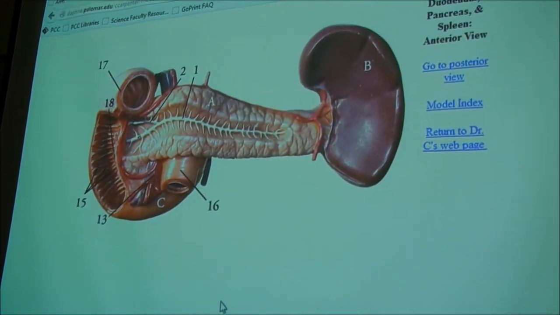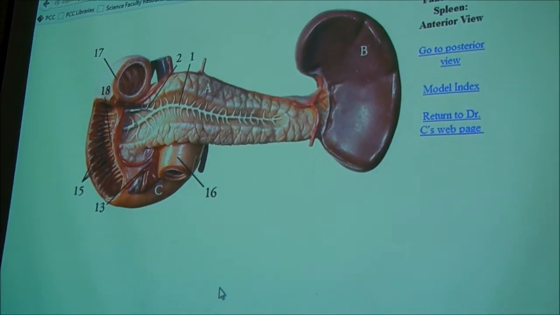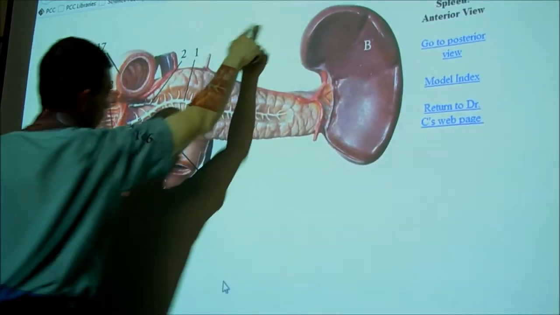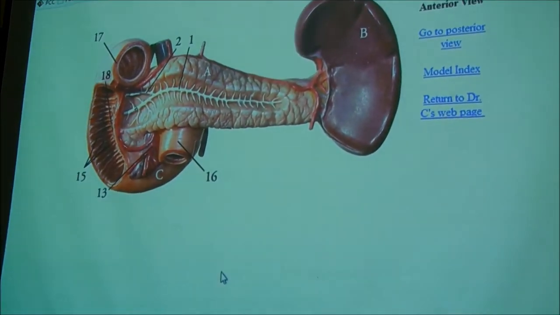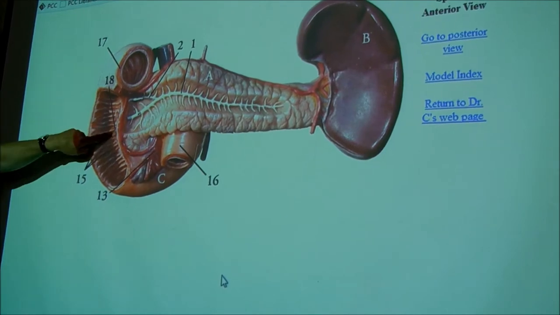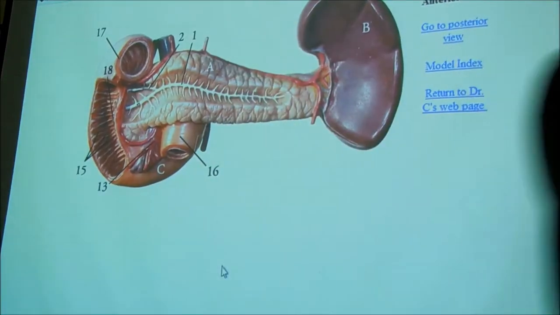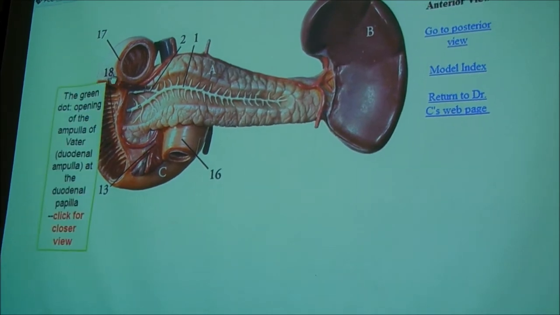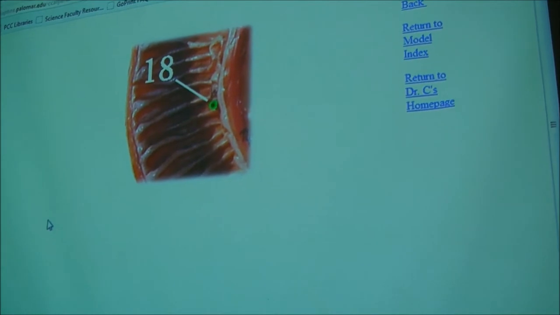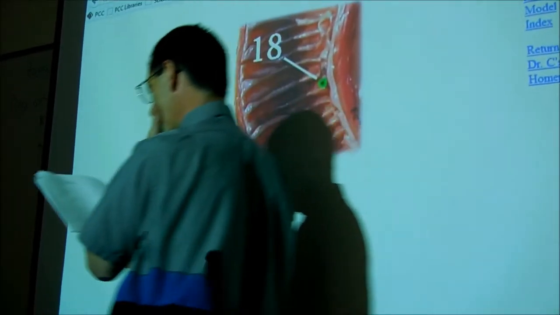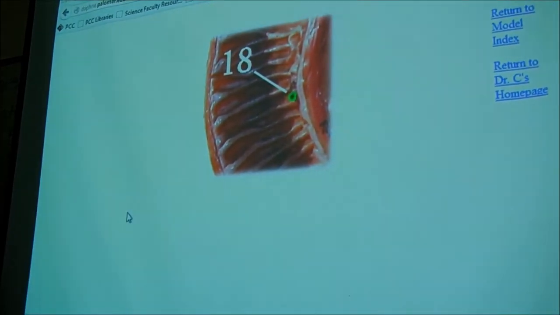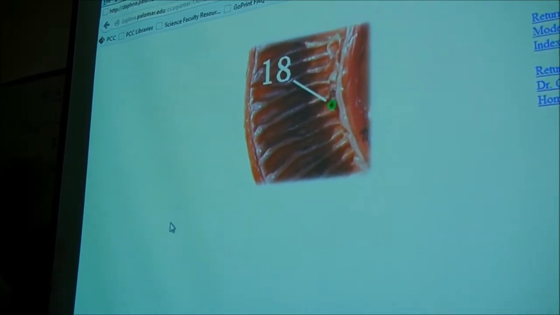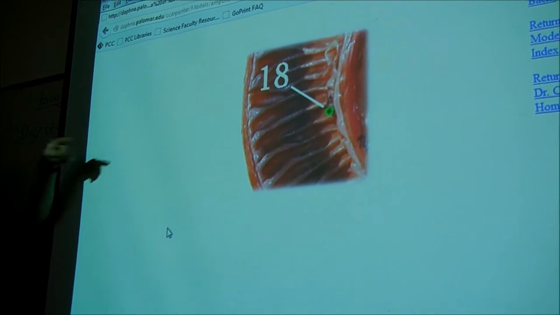Okay, this is showing a close-up of just the duodenum. Your stomach would be here. Jejunum's over here. And I want you to look at this number 18 right there. If I click on number 18, it should get bigger. There's a close-up of number 18. There's a hole there, a bump. What do you call that bump at number 18? Indeed, major duodenal papilla, meaning big duodenum bump. That's your big duodenum bump.